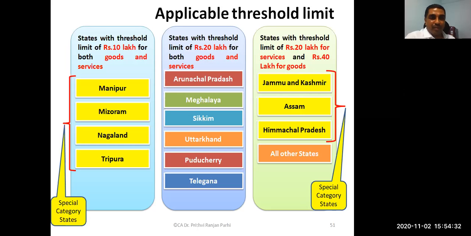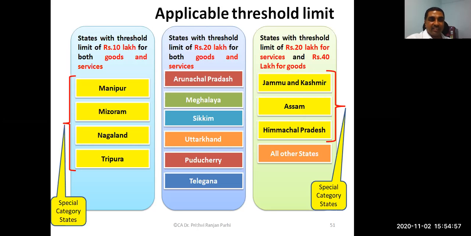Now, first you see this first column. This covers the states with a threshold limit of 10 lakh, both for goods and services. As you can see, there are 4 states here. These 4 states, which we have understood, are called the special category states for the purpose of GST. We have already identified them in the earlier session.